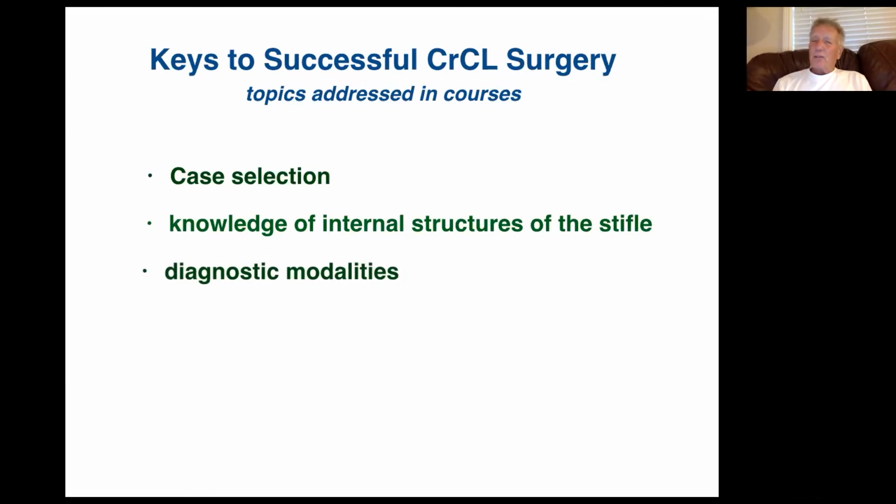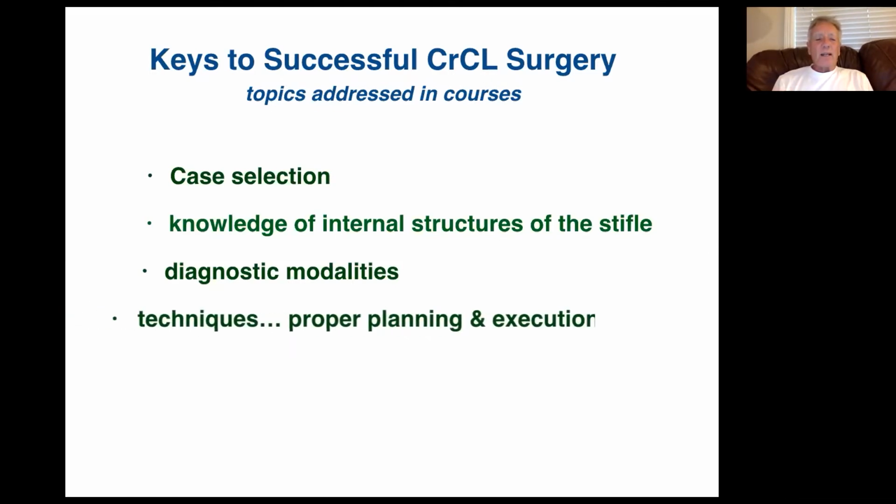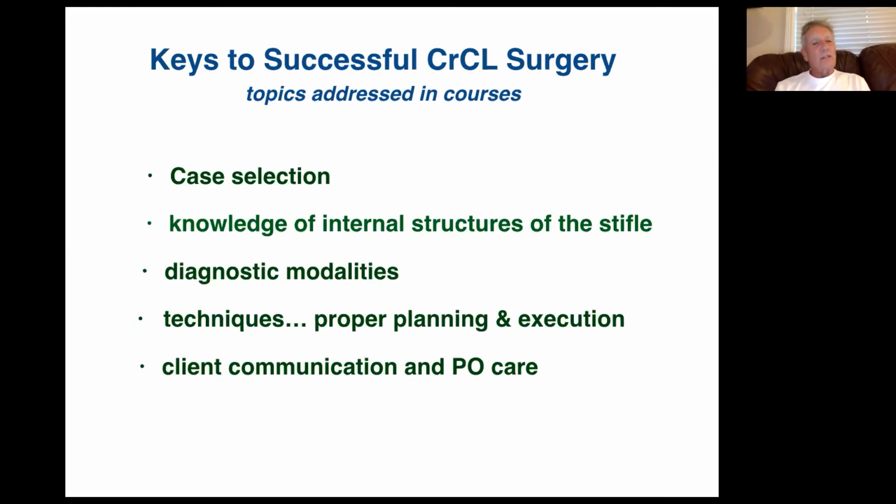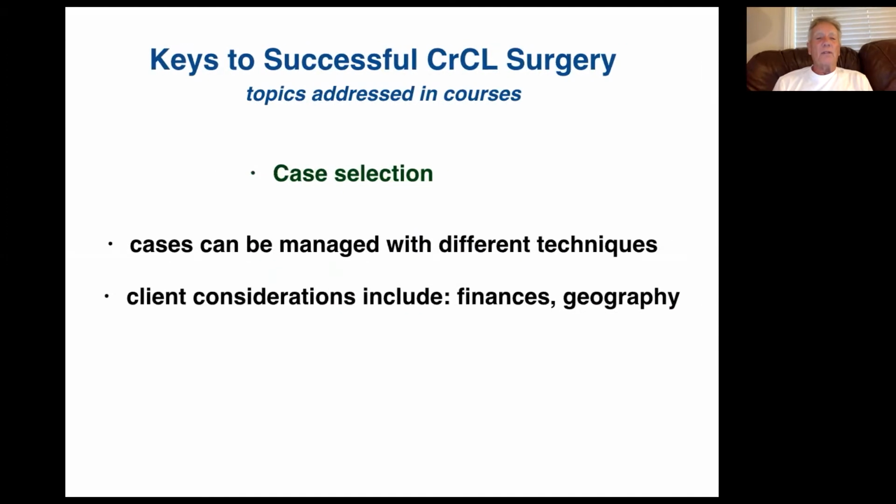Diagnostic modalities, just a few points on diagnostic modalities, because there's a reason for catching that injury early in the course of the injury. And then the technique. And technique is proper planning and execution of the technique. And again, these are all things that are taught during the courses at TMI. And then, as important or more important, client communication. What does a client expect from the surgery? What is the postoperative management? And so those things are all very important in part of the discussion.